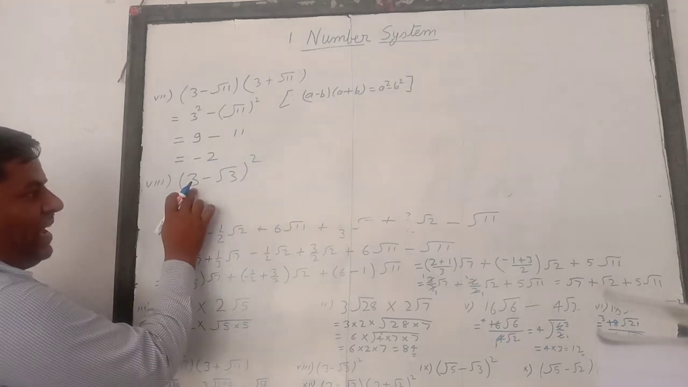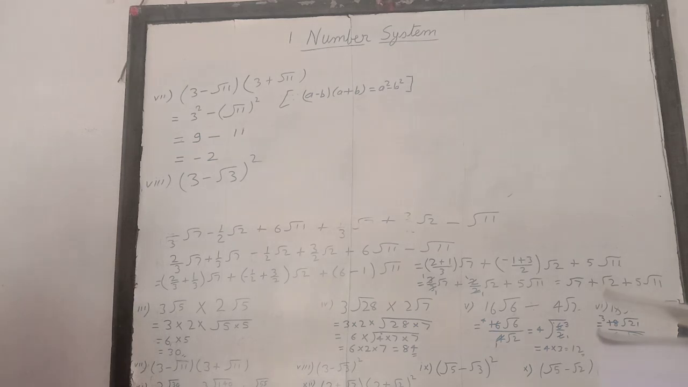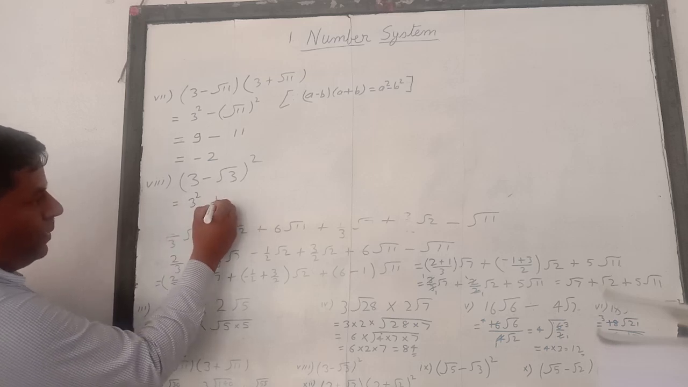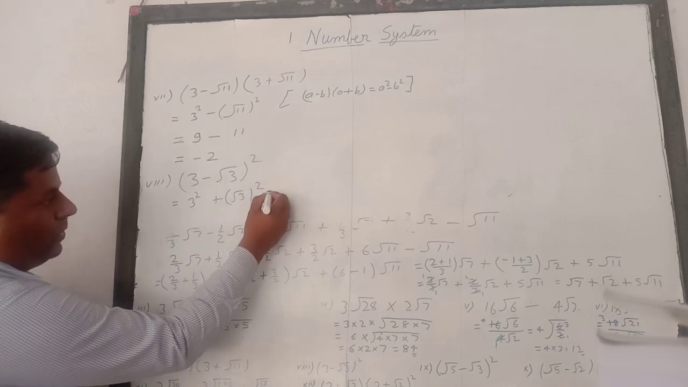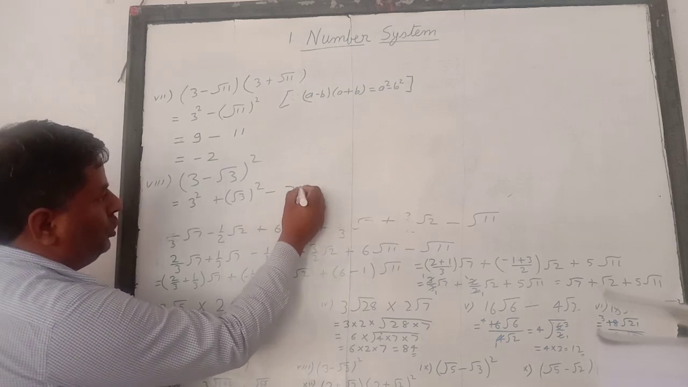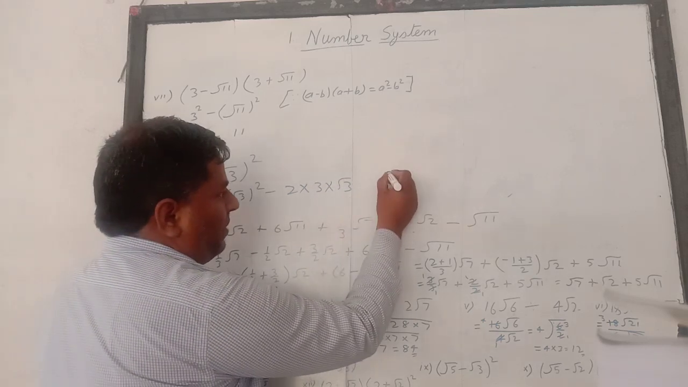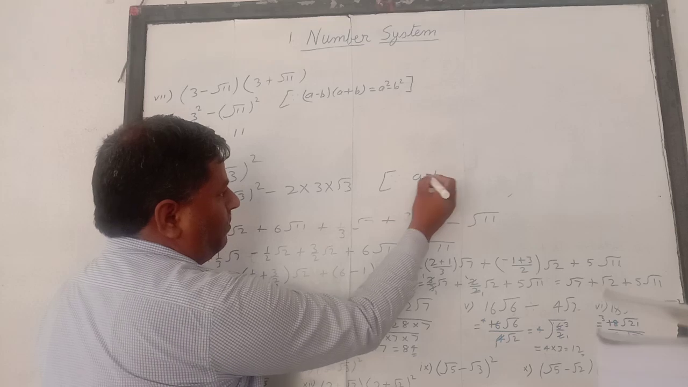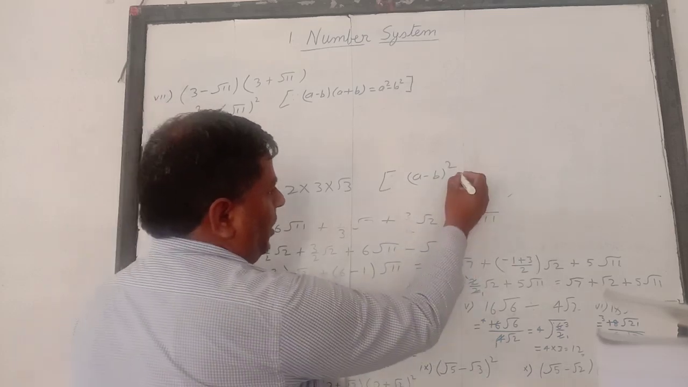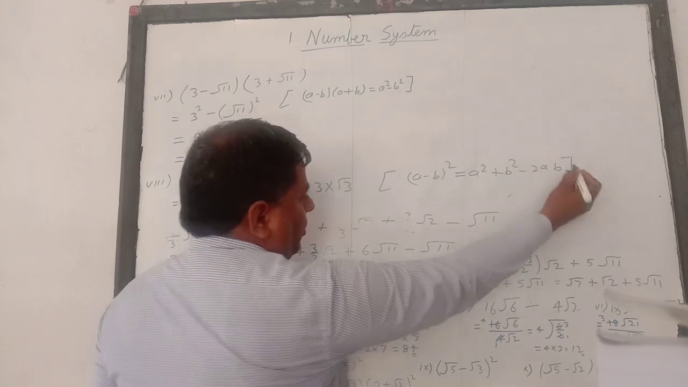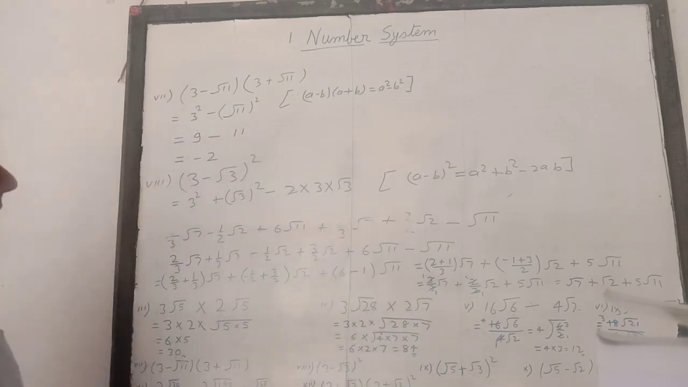Now we all know this is based on (a minus b) whole squared. So we know that (a minus b) whole squared is a squared plus b squared minus 2ab. So we can write this as 3 squared plus root 3 squared minus 2 into 3 into root 3. So what we have done here, we have used the identity (a minus b) whole squared is equal to a squared plus b squared minus 2ab. So we will have to memorize these identities.